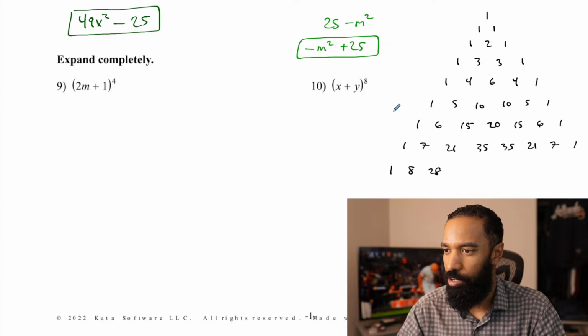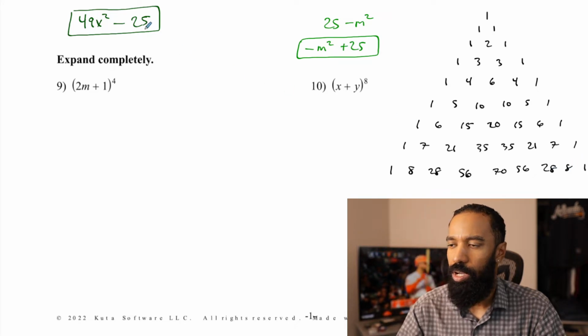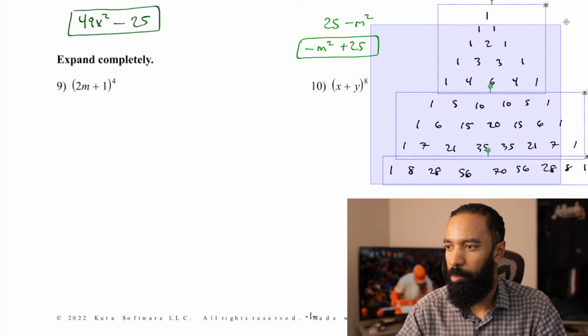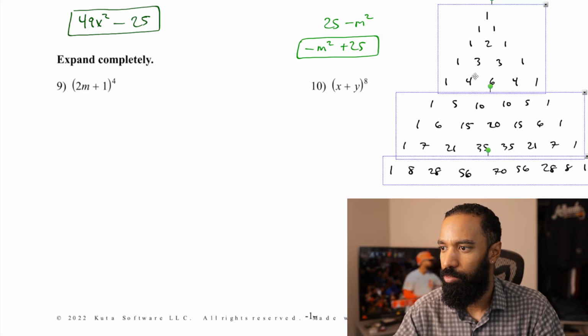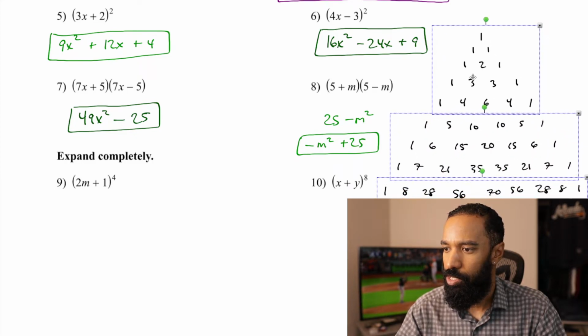But I need these numbers here for this guy. 56, 70, 56, 28, 8, and 1. Okay, Pascal's triangle up to that. So I'm going to use those coefficients depending on the problem that we're taking care of there. So I guess I can slide this up because reasons. Okay, there we go.